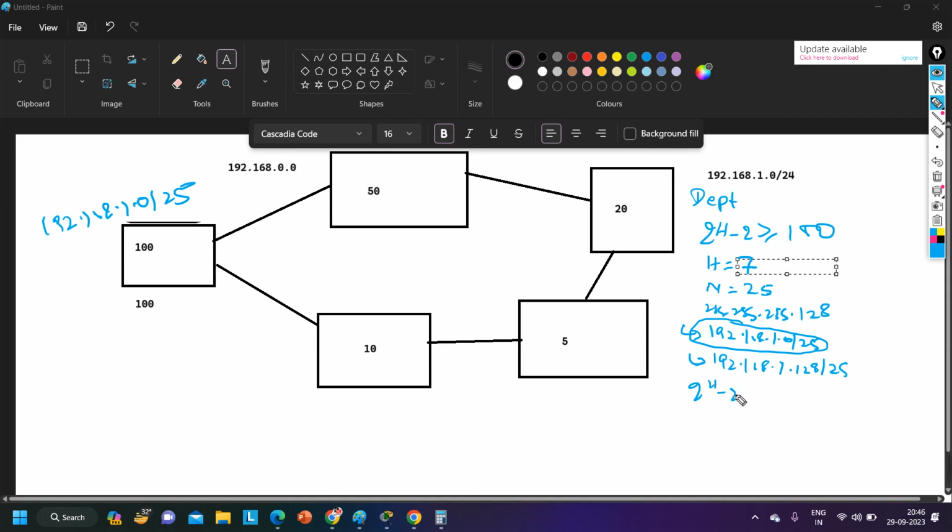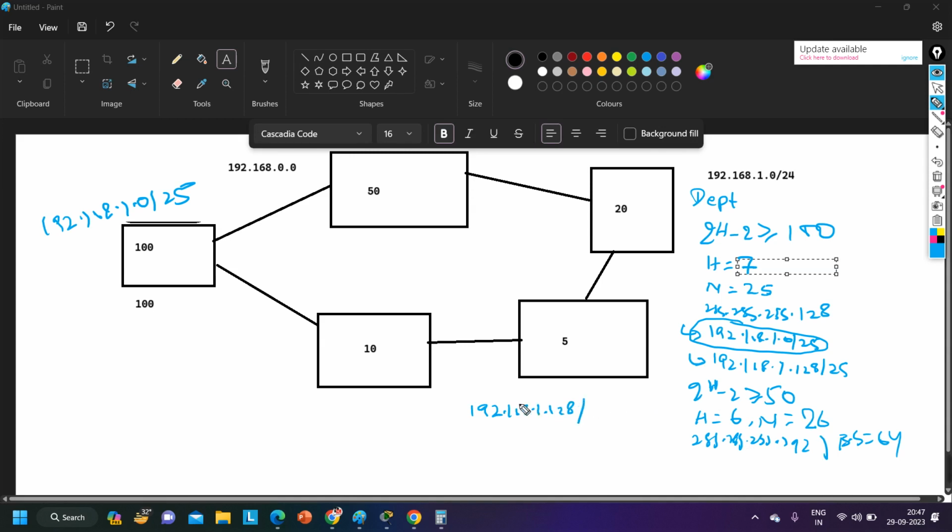2 to the power h minus 2 should be greater than or equal to 50, because I now need 50 IP addresses in the second department. So what should be the value of h? 6. Then n will be 26. If n is 26, the subnet mask will be 255.255.255.192. So the block size will be 64. My first network is 192.168.